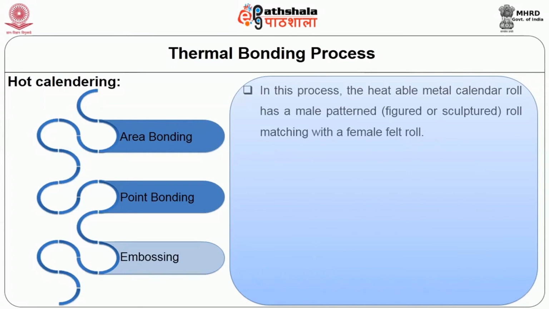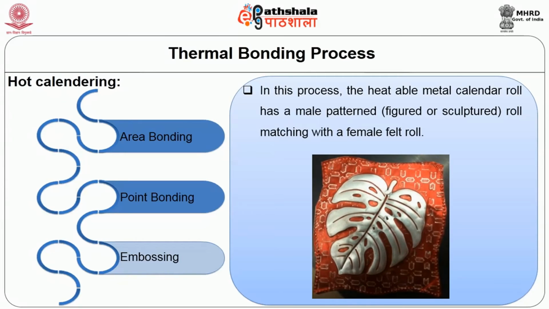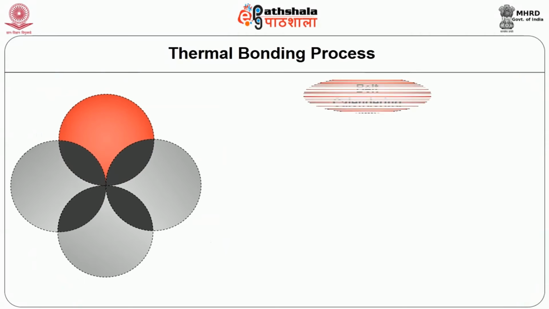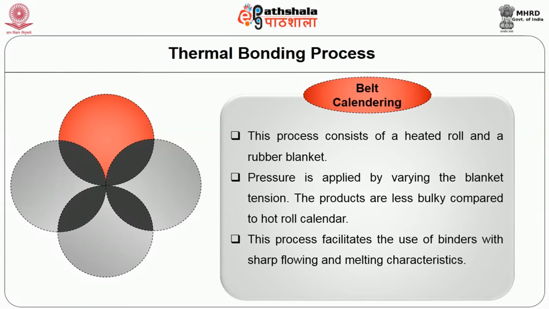Embossing. In this process, the heatable metal calendar roll has a male patterned, figured or sculptured roll matching with a female felt roll. The belt calendar. This process consists of a heated roll and a rubber blanket. Pressure is applied by varying the blanket tension. The products are less bulky compared to the hot roll calendar. This process facilitates the use of binders with sharp flowing and melting characteristics.